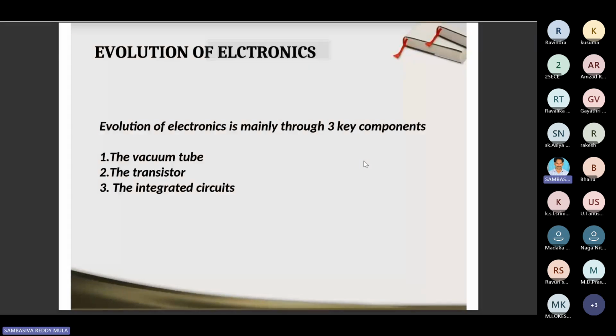So coming to the evolution of electronics. Evolution of electronics is mainly through three key components. The first invention in electronics is vacuum tubes. And later on, the transistor is developed. After the transistor, the integrated circuits are developed. The vacuum tube was developed in 1905, whereas the transistor was developed in the 1950s, and the integrated circuits started developing in 1965 onwards. So this is the start of the evolution of electronics.